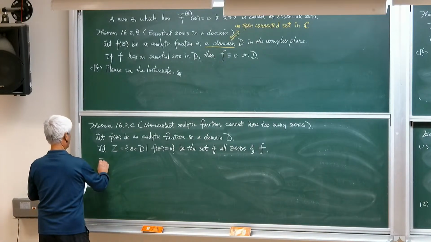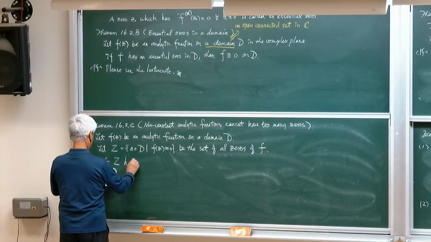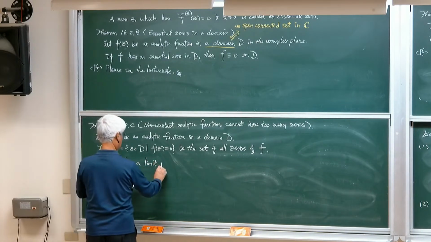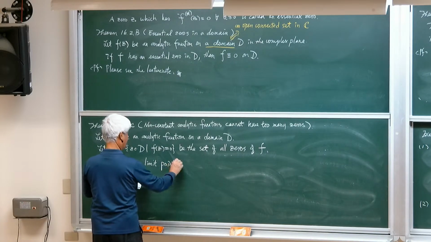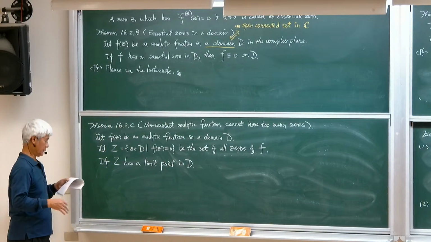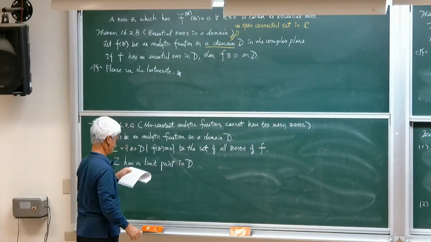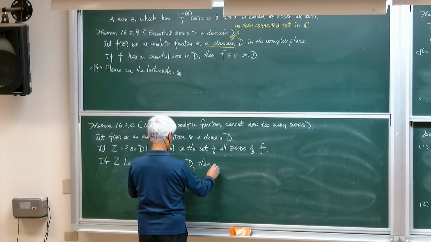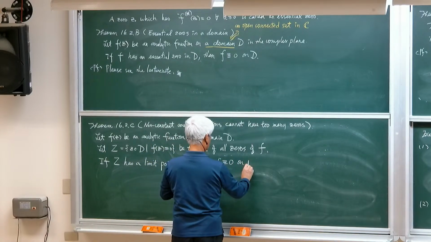If the zero set has a limit point in D, so if Z has a limit point in the domain D, then f is identically 0 on D.